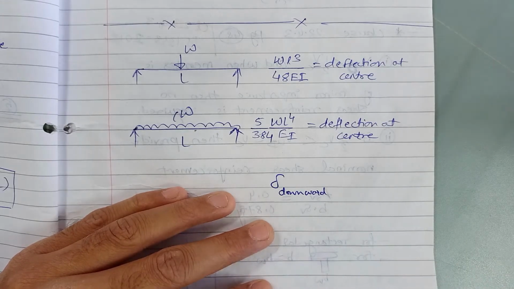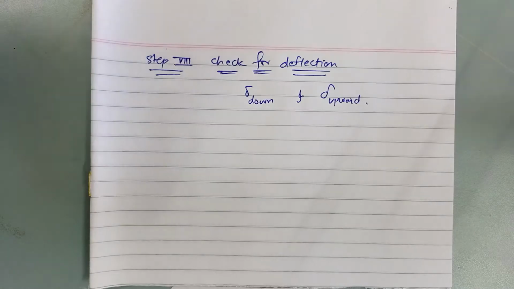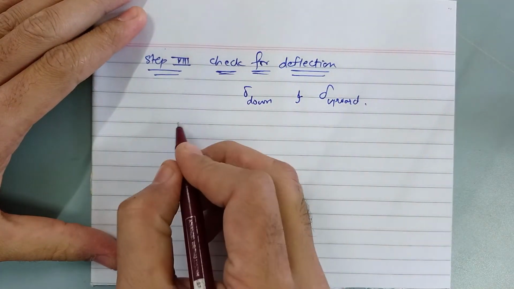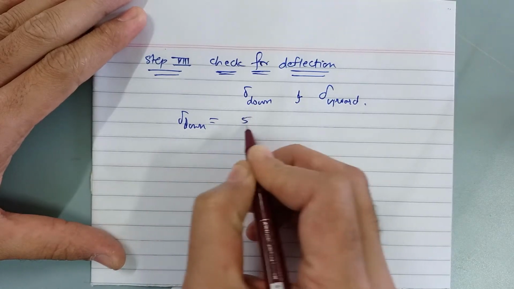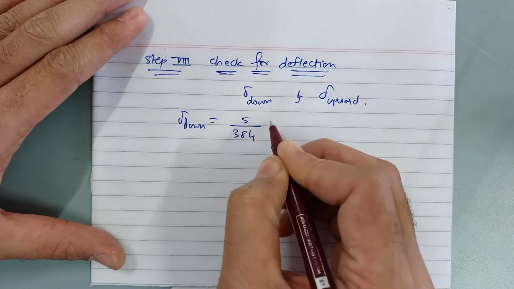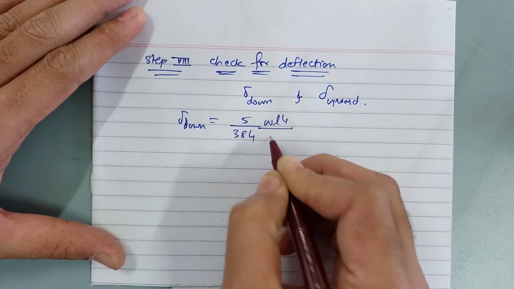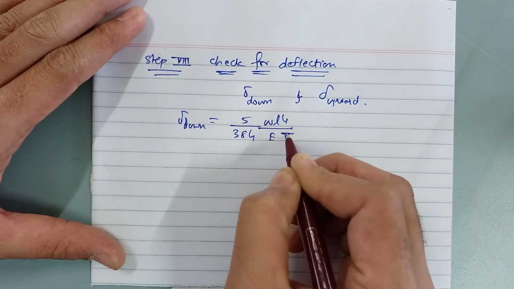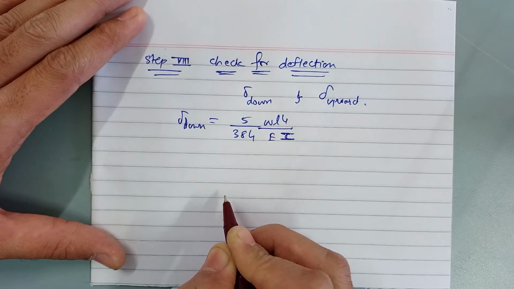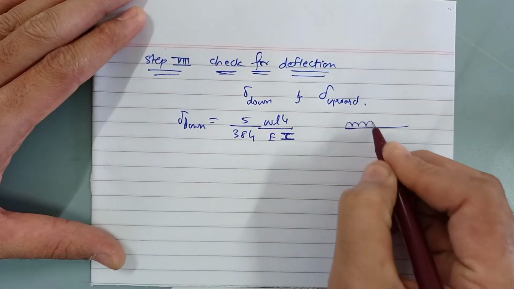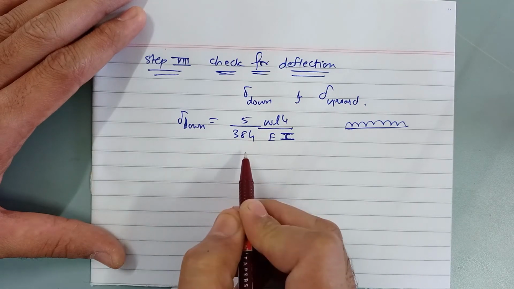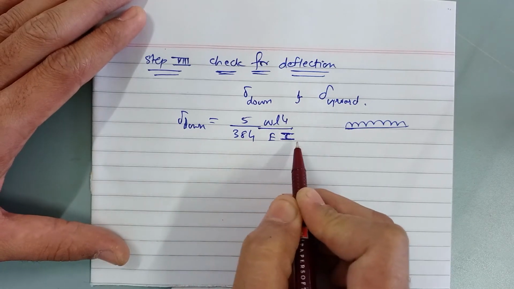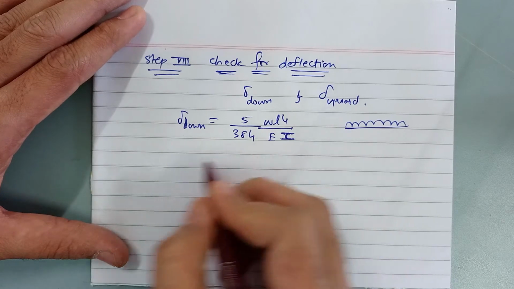Prior we have seen deflection due to cable which was in the upward direction. Hence, as seen earlier, downward deflection will be 5 by 384 into WL raised to 4 divided by EI. As in our given case, UDL is acting over the beam. Hence, the downward deflection formula is 5 by 384 WL raised to 4 divided by EI. These are ideal conditions, and this you must know.